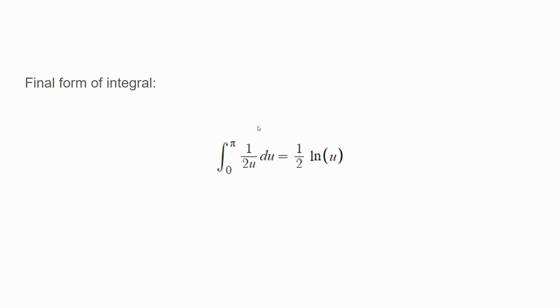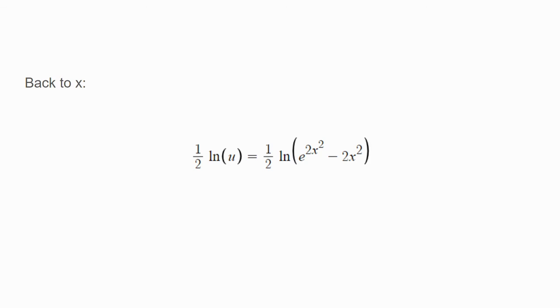And so that's why we just have 1 over 2u here. So it's basically 1/2 of 1 over u. And the bounds of the integral still stay the same. They're from 0 to pi. And so if we evaluate this integral, we'll just get 1/2 ln of u as the indefinite integral. This equal sign probably shouldn't be there, but it's fine. You get the point. And so if we just substitute back in what we had for u, we'll get 1/2 ln of e to the 2x squared minus 2x squared.